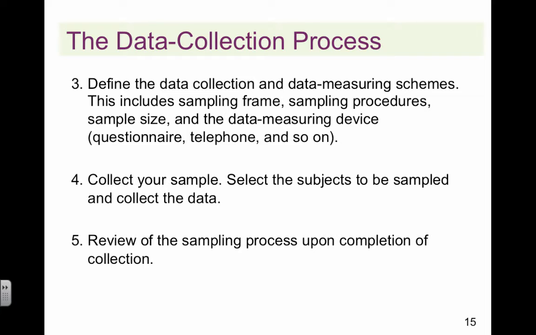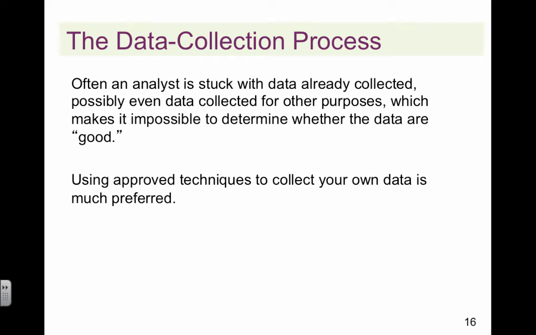We want to identify our data collection schemes. We want to decide who we're going to ask, how many people we're going to ask, and how we're going to collect the data. Then we'll collect the sample and review the sampling process. Often, at the very end, an analyst is stuck with data already collected because it's not always reasonable to choose who you ask. Think about, for example, testing a new cancer drug. You are limited to people with cancer to ask, and you can't always choose the sample you want.